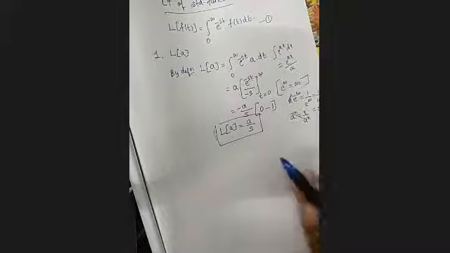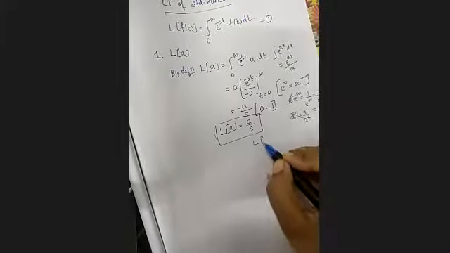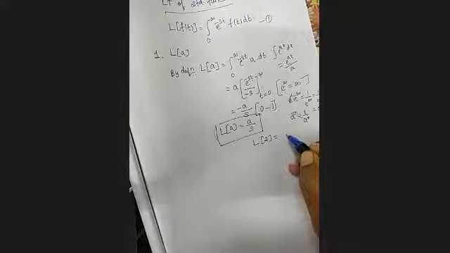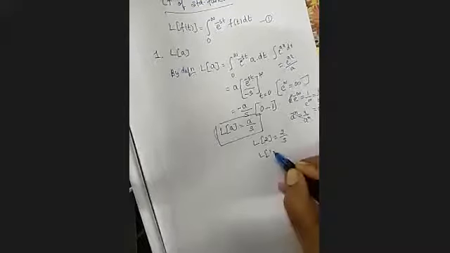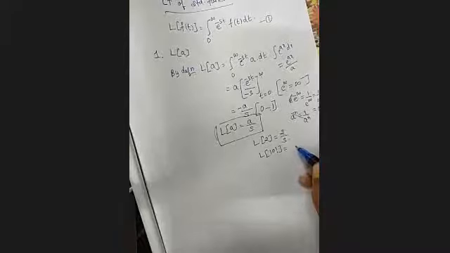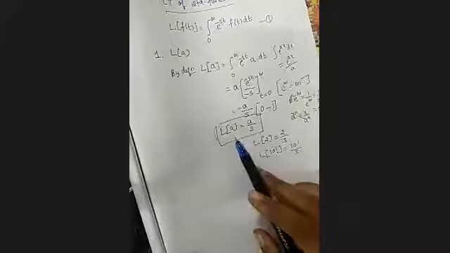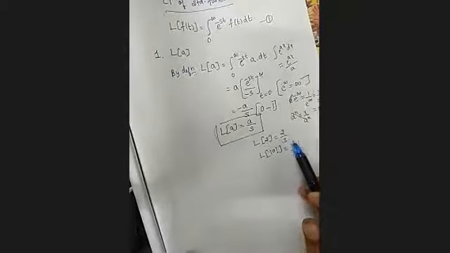Suppose if you have Laplace of 2, what is Laplace of 2? 2 by s. Laplace of some 10 factorial? 10 factorial by s. Okay. So likewise, whenever you have Laplace of any constant, you should write that constant into 1 by s.